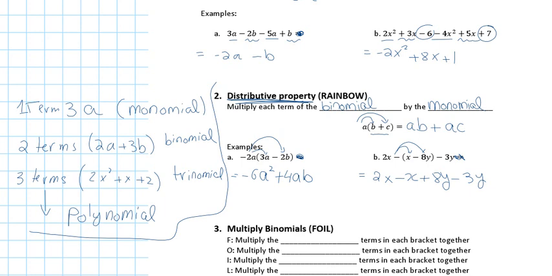Now I'm going to look at my like terms. What are my like terms? 2x minus x, which is x. And then 8y, take away 3y, 5y.